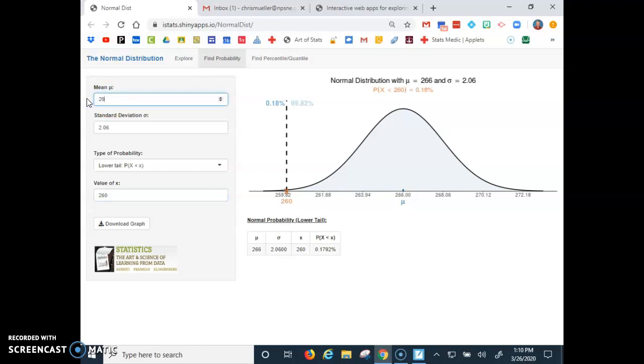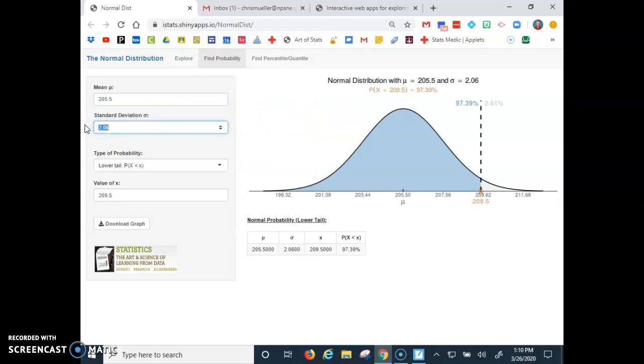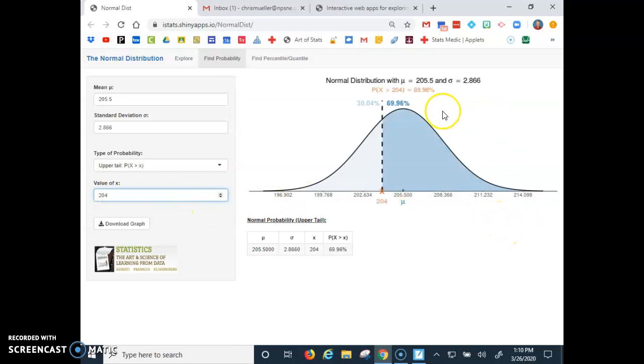That is 205.5. Our standard deviation is 2.866. And then we want to know the probability that the sample means are greater than 204. So we're going to go 204. And right here is what it should be, 69.96%. Now again, it's asking for a probability, so we'll have to change that over to a decimal between 0 and 1, but that's what we should have.